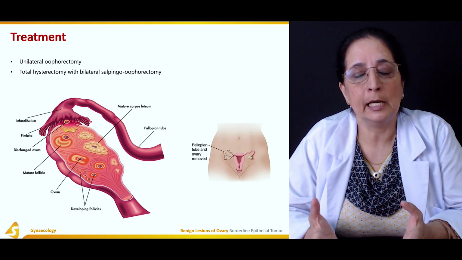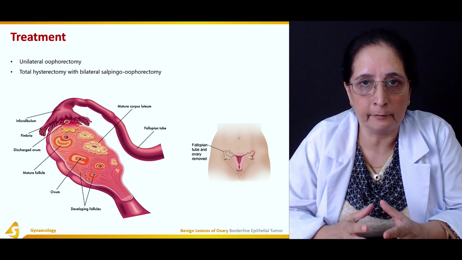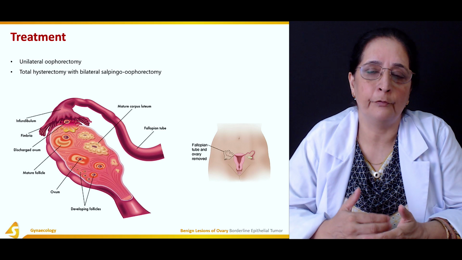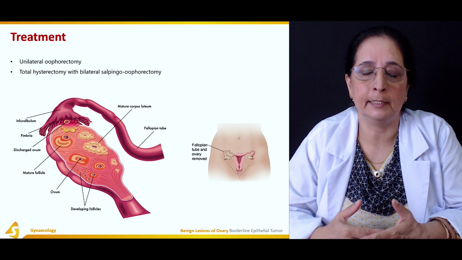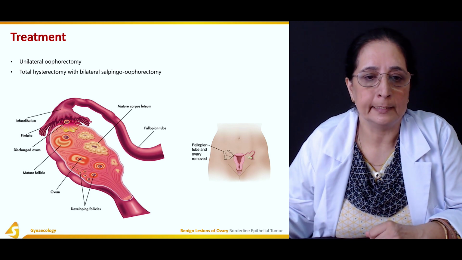Again, unilateral oophorectomy is preferred in the reproductive age of the patient, because if one ovary is saved or protected, there are chances of conception and pregnancy.